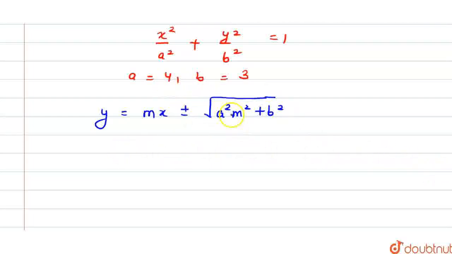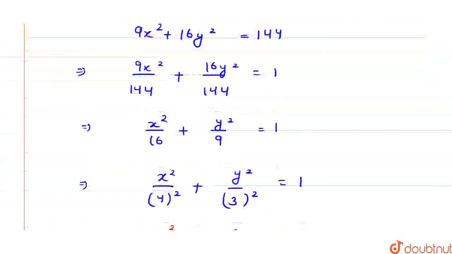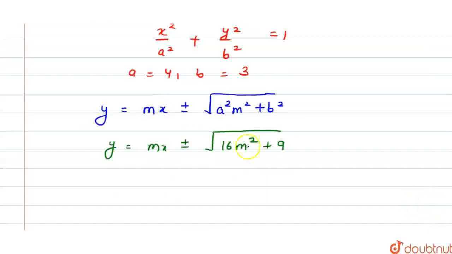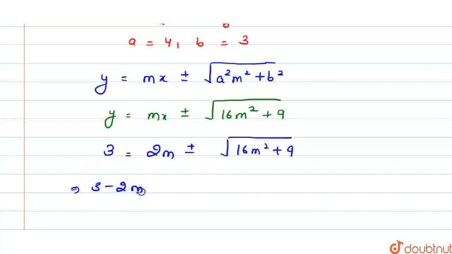Now we have the values of a and b, so let us substitute the values here. Then this will be y = mx ± √(16m² + 9), as a is 4, so a² is 16, and b² is 9. Now, in our question, both of the tangents are drawn from the point (2,3), and this is the equation of the tangent, right? So the point (2,3) will satisfy this equation. Substituting the point (2,3), we get 3 = 2m ± √(16m² + 9). Now this implies that 3 − 2m = ±√(16m² + 9).